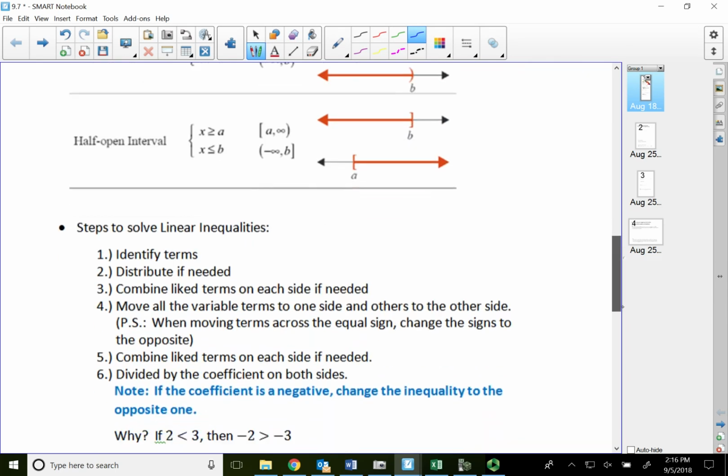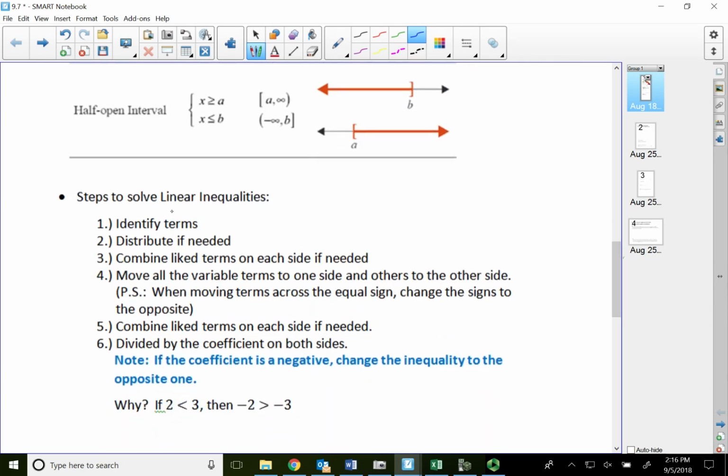Now, solving linear inequality is just like solving linear equations with the equal sign. We got to identify terms, distribute if needed, combine like terms on each side. Then we will move all the variable terms to one side and everybody else to the other side, and make sure you change the sign when you move a term across the equal sign. Combine like terms if needed, and divide both sides by the coefficient. So the only difference is right here at the very end.